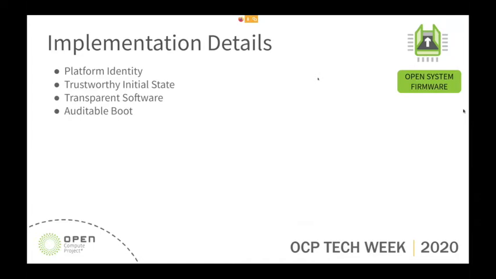Okay, even though Philip went pretty well over the implementation details already, let's scope these out a little bit further. So let's have a look into the platform identity, the trustworthy initial state that Philip talked about. Transparent software is actually one of the major things that needs to be in place in order for system transparency to work. And of course, the auditable boot.